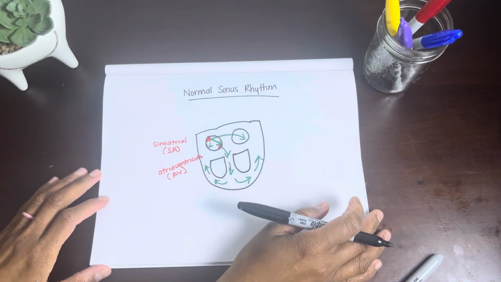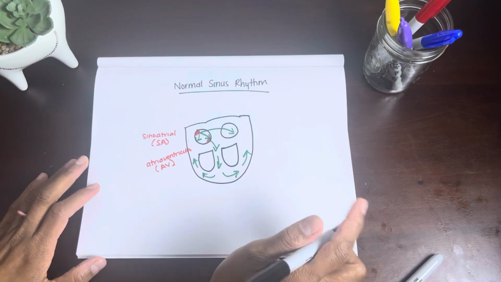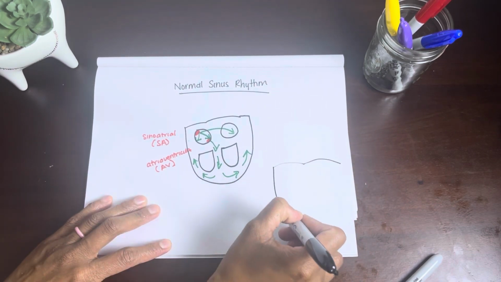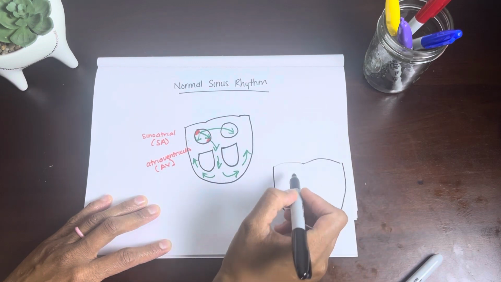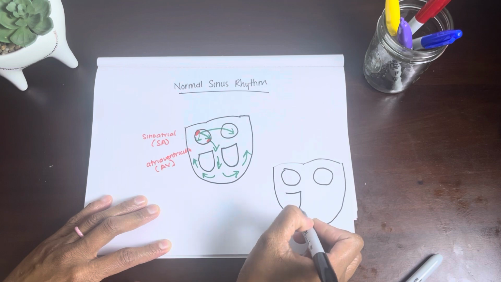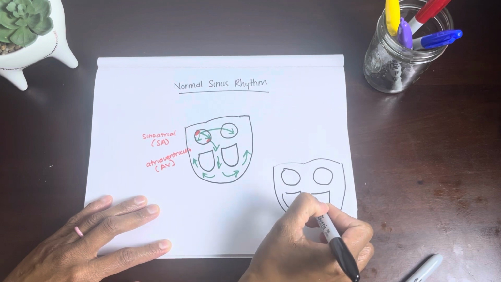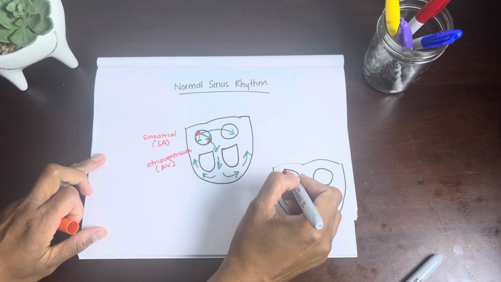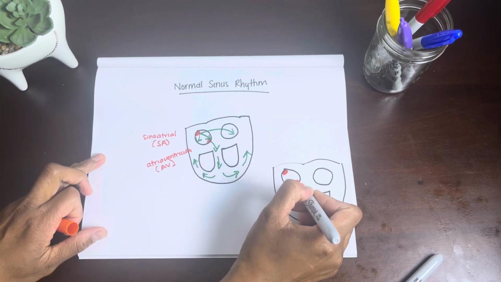Now we'll see how that differs in atrial fibrillation. So I'm going to draw a heart right next to it so we can compare. Again, we're going to draw it exactly the same. Include our atria, our ventricles. We're going to include our SA node and our atrioventricular node.